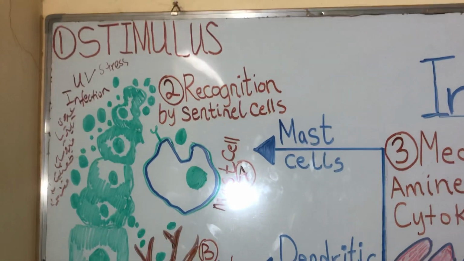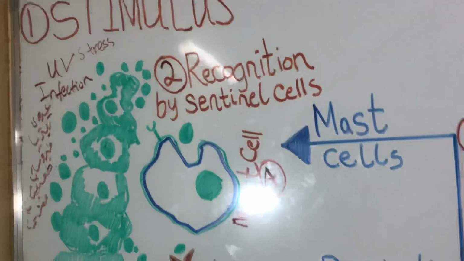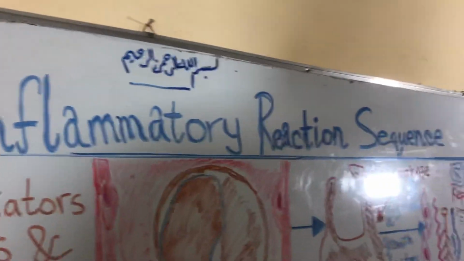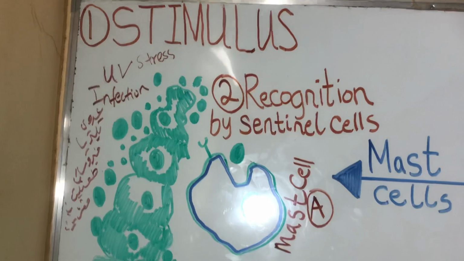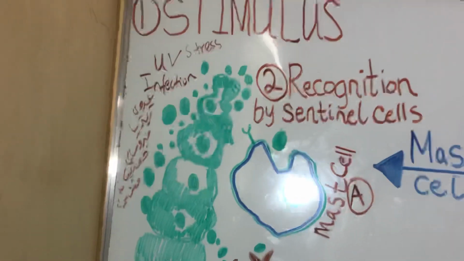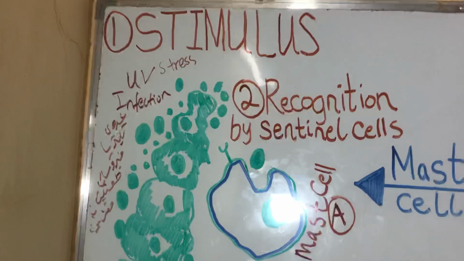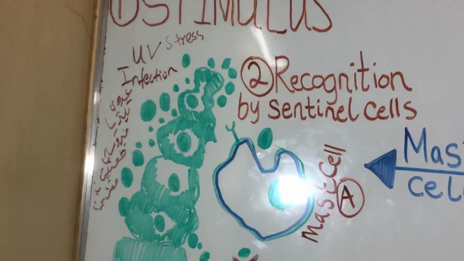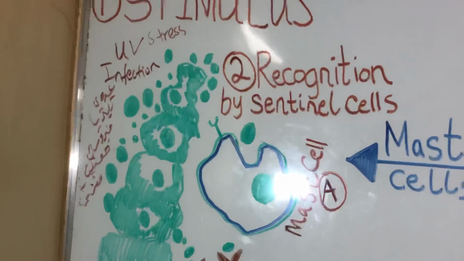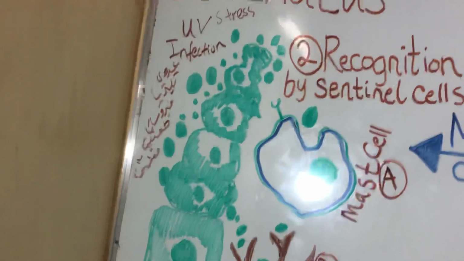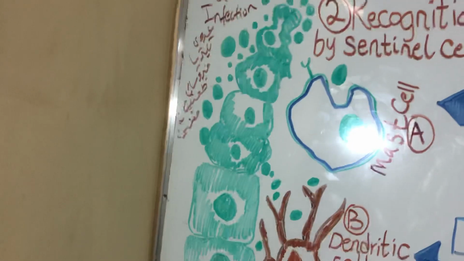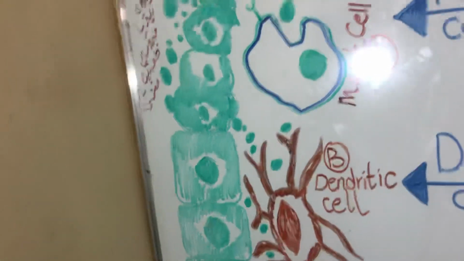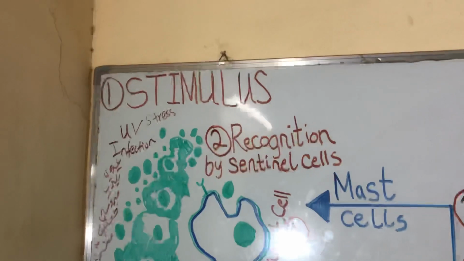Let us now go through the details of what happens in the inflammatory reaction sequence. The first step is we have a stimulus such as ultraviolet radiation. It could also be an infection damaging the cells in our body, you see these green cells. That was the first step, number one.